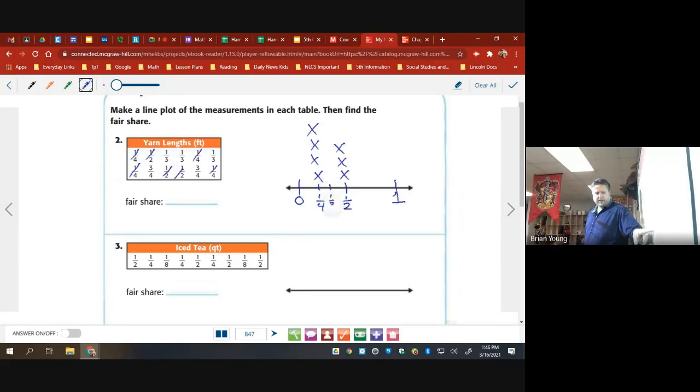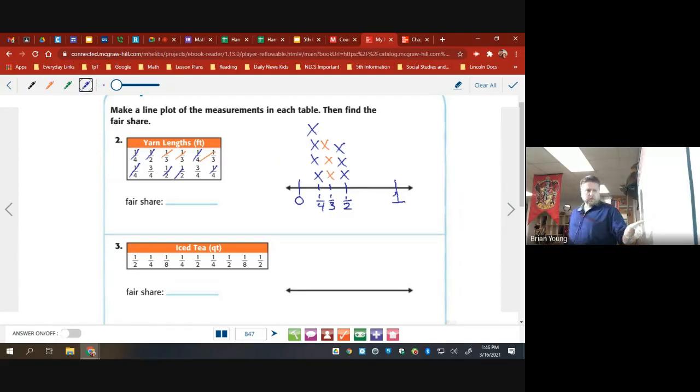Here's a third. I'm going to put it in different colors since they're so close together. How many thirds do we have? Three. Good job. 1, 2, 3. So we're going to put 3 X's here. Okay. And then we have one left. What's the last one?